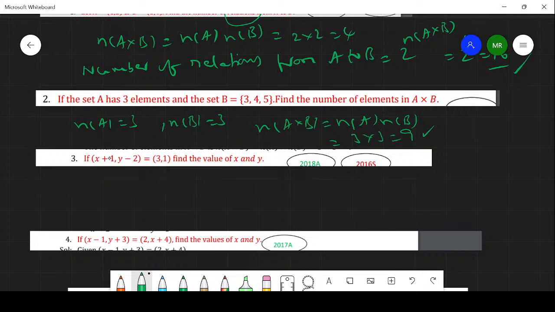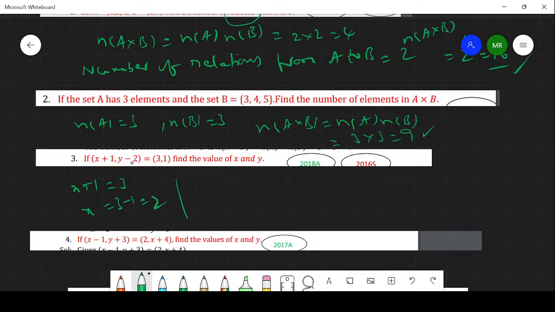See the third one. If (x plus 1, y minus 2) equals (3, 1), find the values of x and y. When two ordered pairs are equal, the corresponding elements should be equal. So if we compare both ordered pairs, x plus 1 equals 3. So x is equal to 3 minus 1, which is 2.